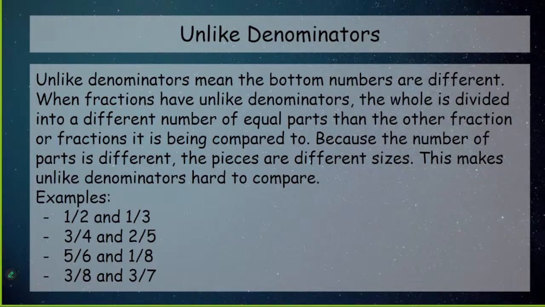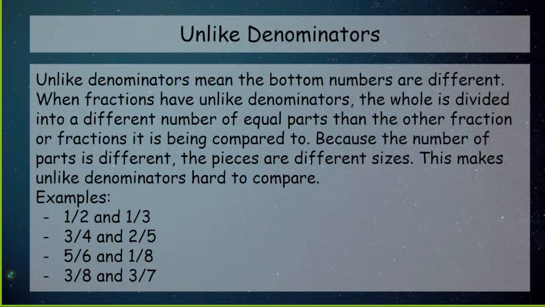Now, if they have unlike denominators, that means the bottom numbers are different. When fractions have unlike denominators, the whole is divided into a different number of equal parts than the other fraction or fractions that is being compared to. Because the number of parts is different, the pieces are different sizes. This makes unlike denominators hard to compare.